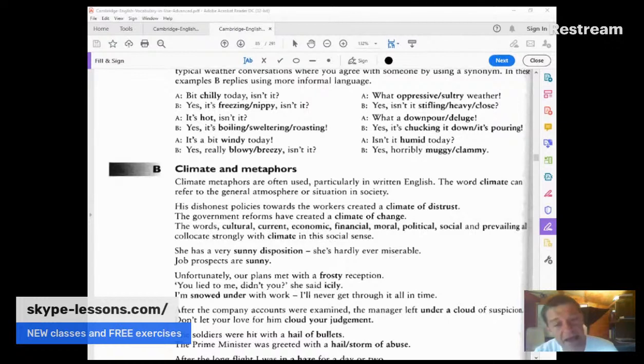Okay, unfortunately, our plans met with a frosty reception. A frosty reception is a cold reception. So you told them your plans, yeah, you put across your ideas, and they didn't like them. They gave you a cold reception. Yeah, they received your ideas in a really cold way. So that's a frosty reception, a very good collocation there, frosty reception.